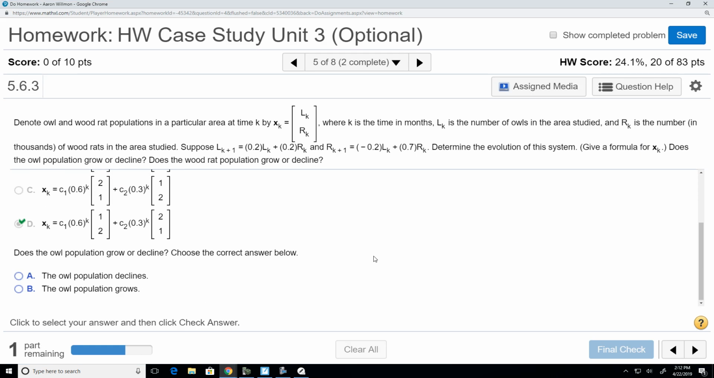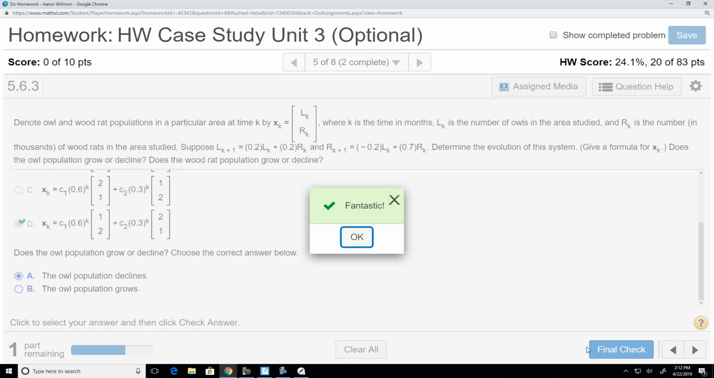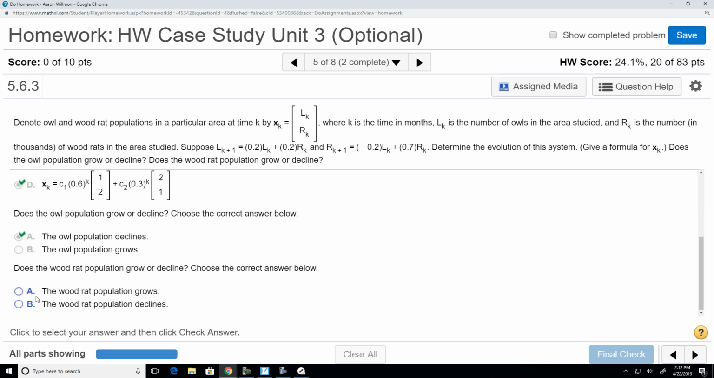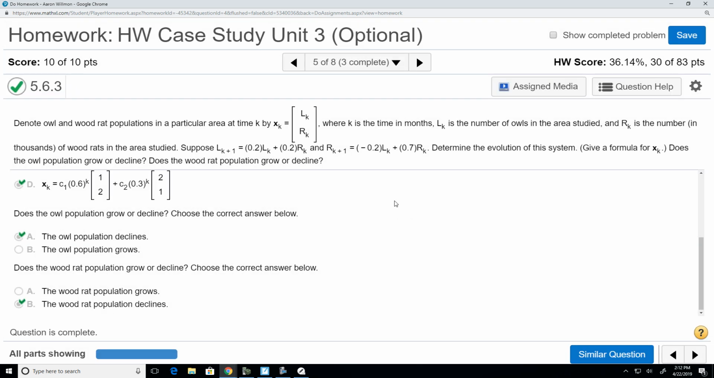So what happens as k goes to infinity? They're both going to go to 0, right? So they're both going to be in decline here. So eventually both of them will die out at this, if they continue on this path.